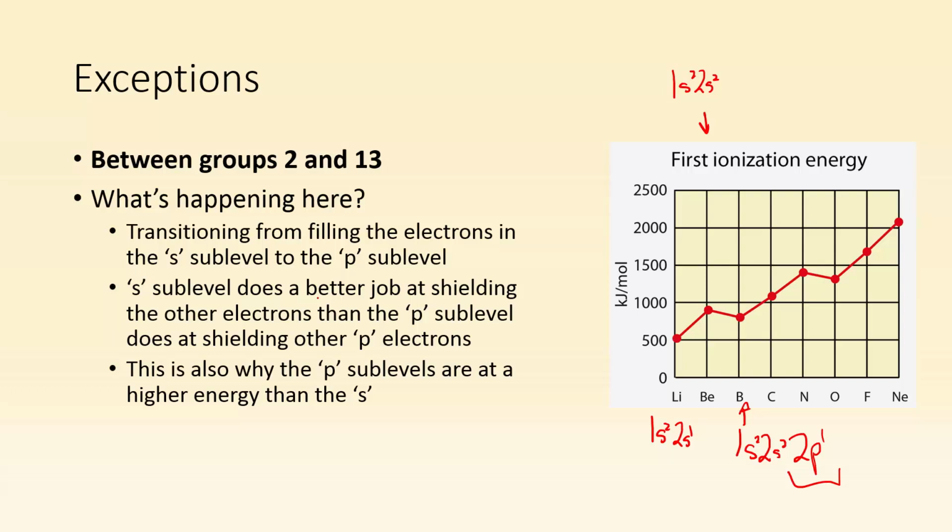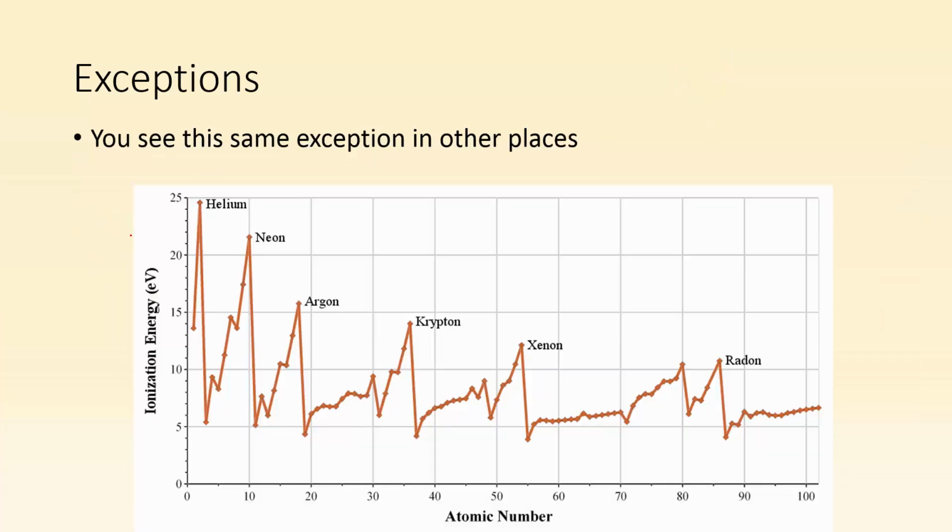The s sublevel does a better job at shielding other electrons than the p sublevel does at shielding other p electrons. So p is at a higher energy level than the s sublevels. So once we get to boron, that p electron is going to be easier to remove than this s electron. So we get a little dip there. You're also going to see that in period 2. Again, between groups 2 and 13, you're going to see that exception to the trend because of transitioning from filling the s sublevel to the p sublevel.